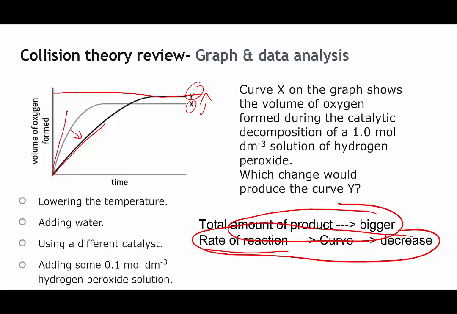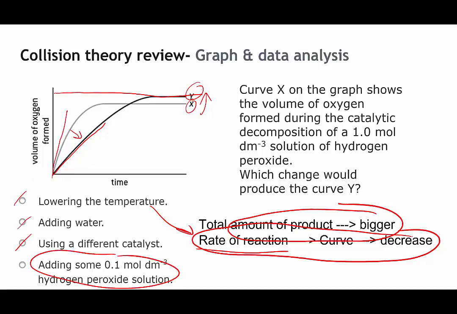Lowering the temperature only contributes to decreasing the rate of reaction, but does not change the total amount of product. Adding water will change the rate of reaction, but same thing as lowering the temperature, it does not change the total amount of product. Using a different catalyst is the same kind of idea.